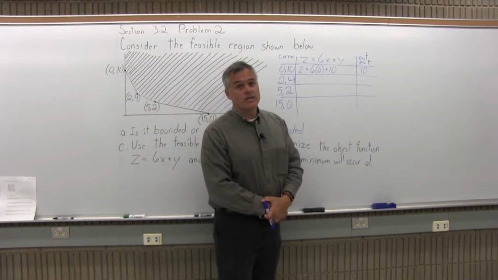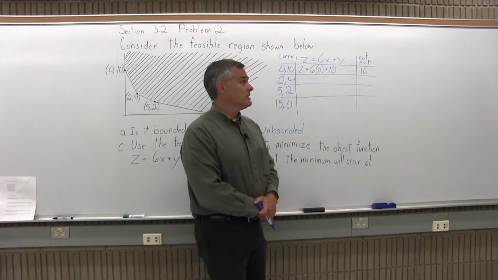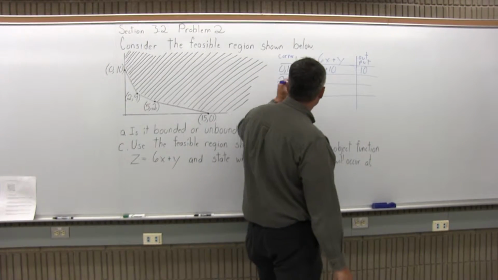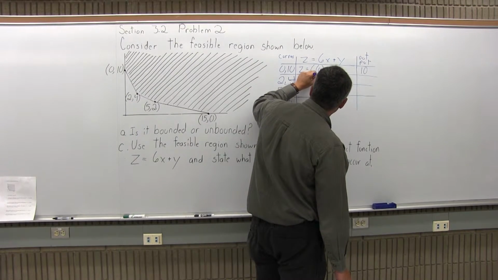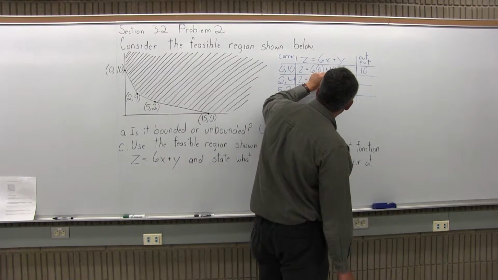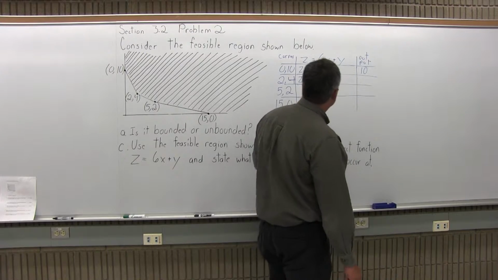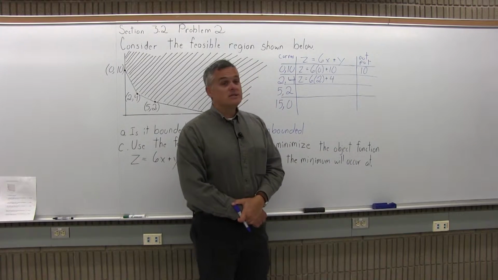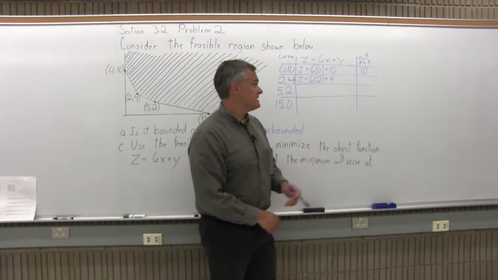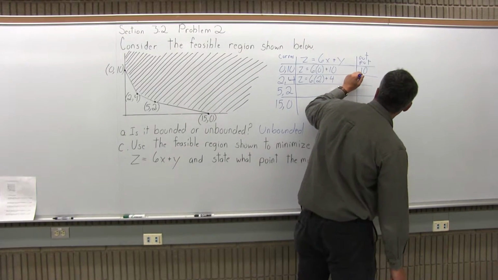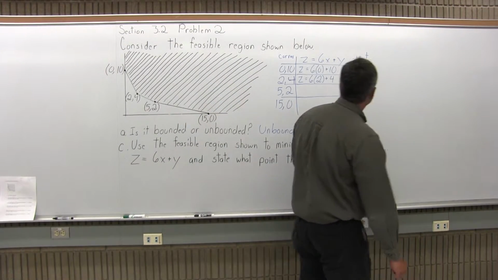The next corner point down is 2, 4. X is 2, y is 4. If I put that in the object function, I get z equals 6 times x becomes 6 times 2, plus y becomes plus 4. 6 times 2 is 12, plus 4 is 16. So at the second corner point I try, I get an output of 16.